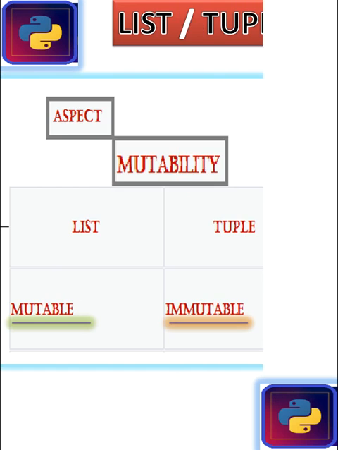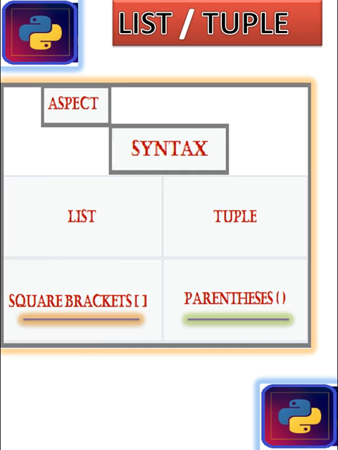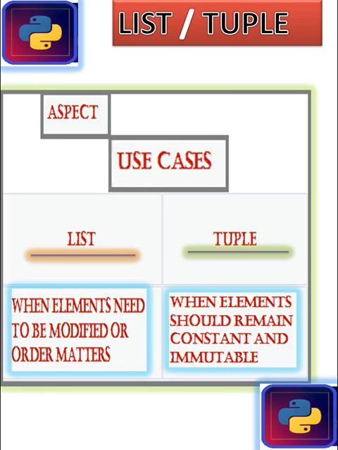Tuples offer better performance for certain operations, especially when used as dictionary keys or elements in sets. When we talk about memory, lists may require more memory. Tuples are generally more memory efficient. Lists are slower than tuples, or you can say tuples are faster.